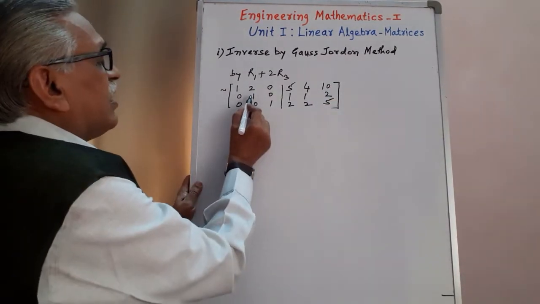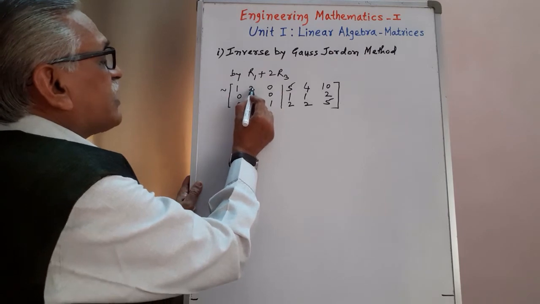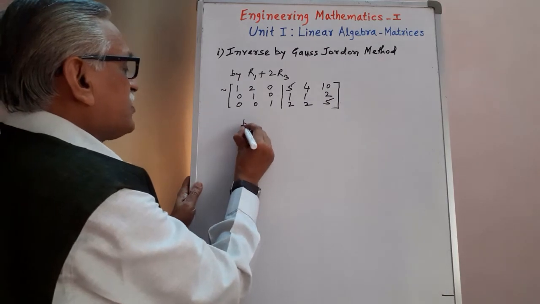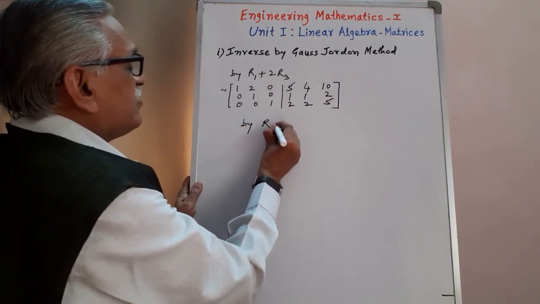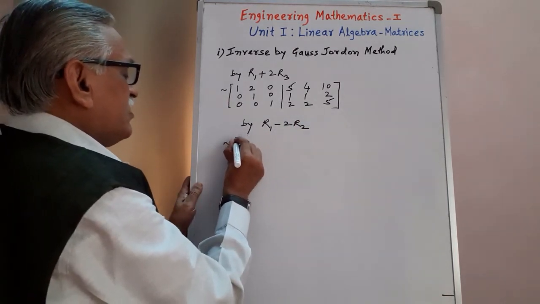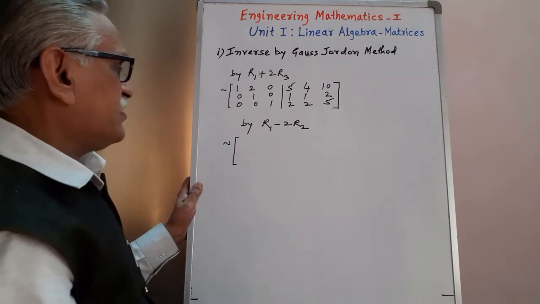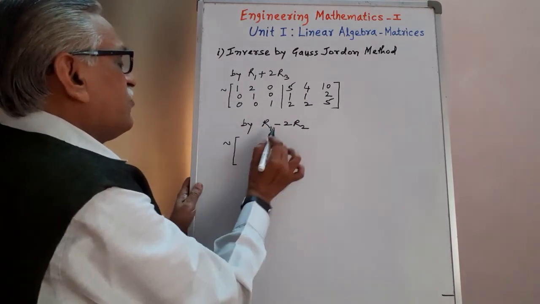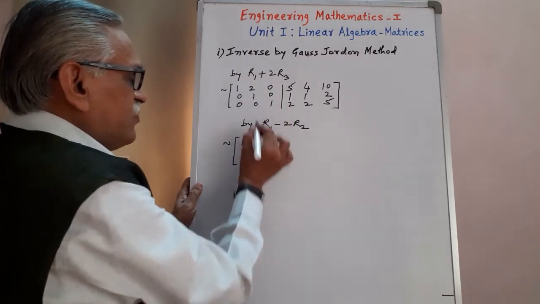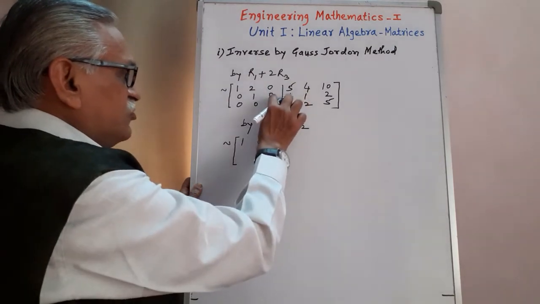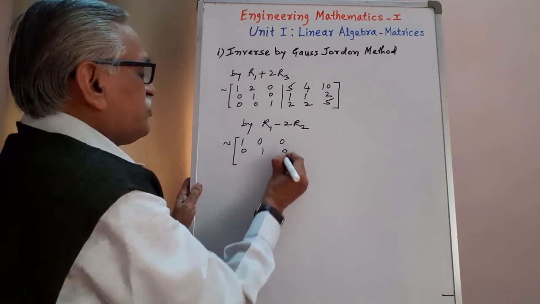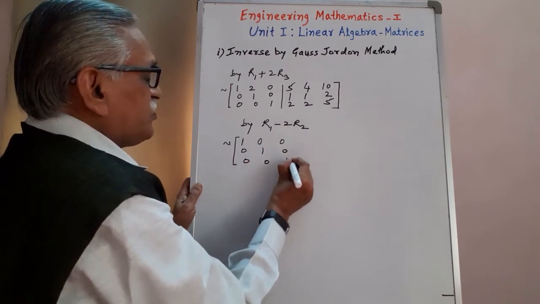Then, using this second diagonal element, we try to convert the elements above it to 0. 2 minus 2, we get 0. Therefore, the transformation is R1 minus 2 times R2. By this elementary row transformation, we get the required 0 here. Therefore, 1 minus 2 times 0, we get 1. 2 minus 2 times 1, 2 minus 2, we get 0. 0 minus 2 times 0, 0. 0 1 0, no change. 0 0 1, no change.